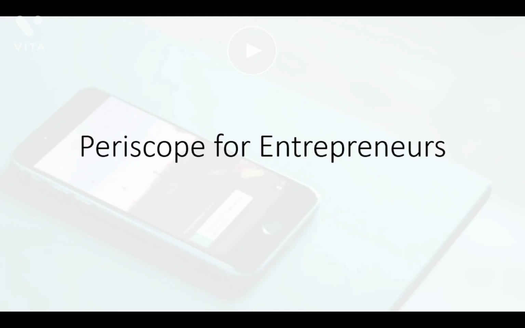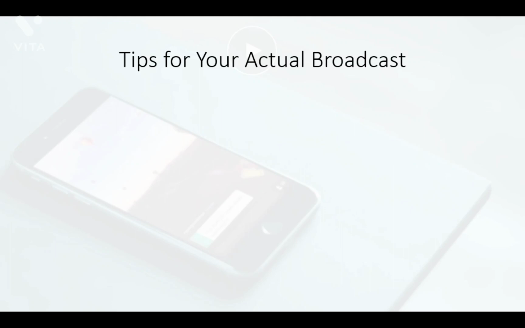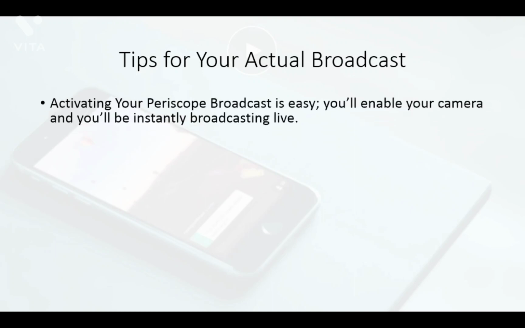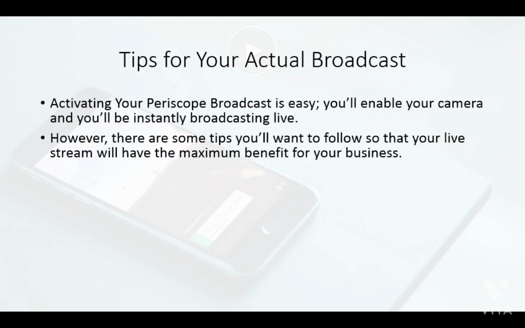Welcome back to Periscope for Entrepreneurs. In this video, we're going to be talking about some tips for you to follow before you actually hit the broadcast button. Now, actually activating your Periscope broadcast is going to be very easy. All you really need to do is enable your camera and you will instantly be broadcasting live on Periscope. Now, there are some tips that you are going to want to follow so that your live stream will have the maximum benefit for your business.